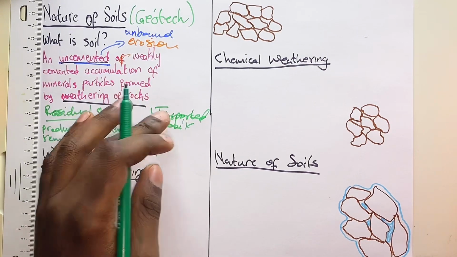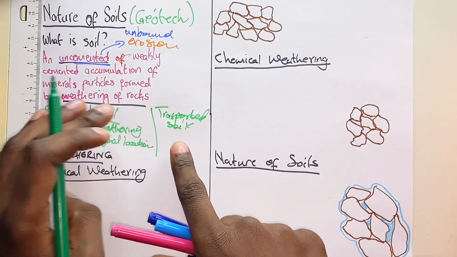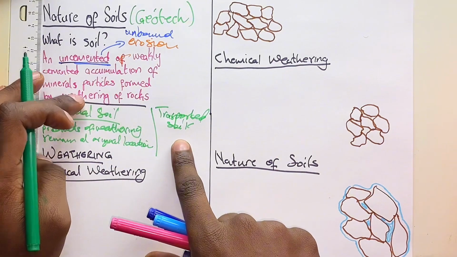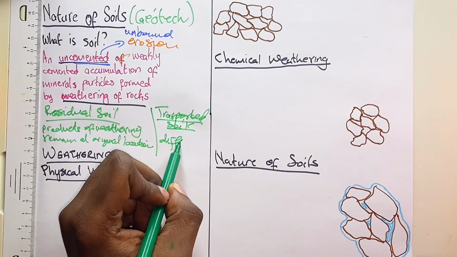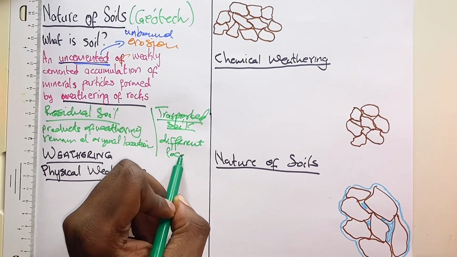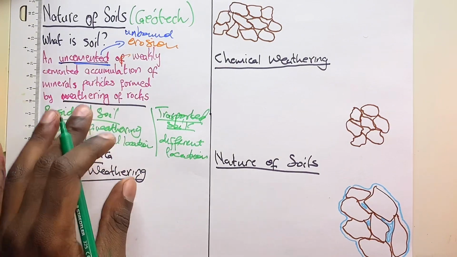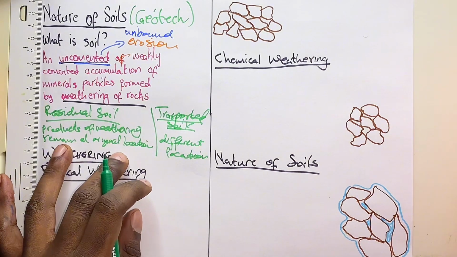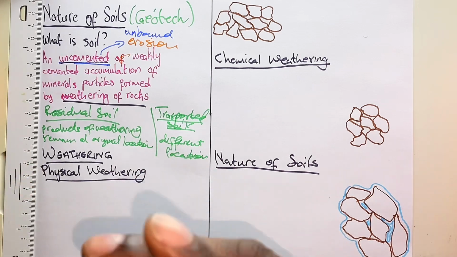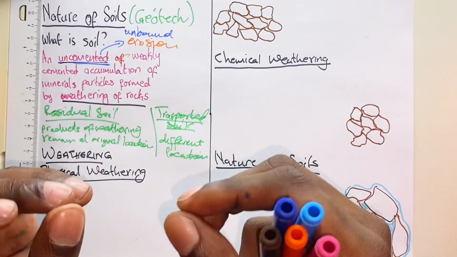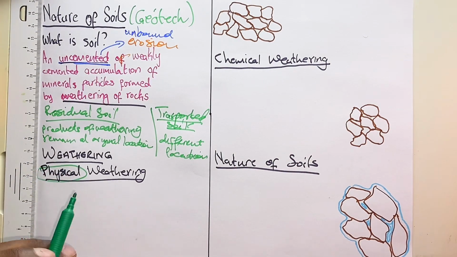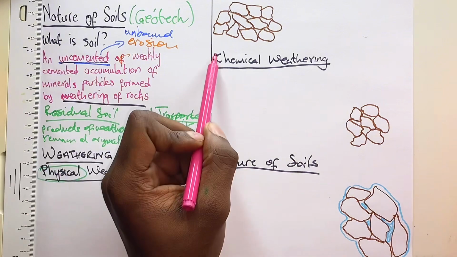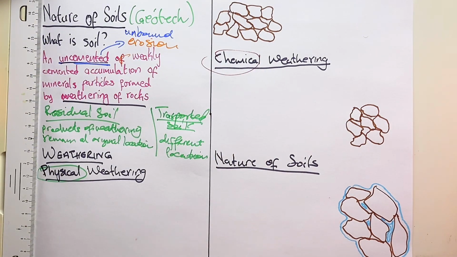Now, transported soils are when the products of the weathering process are transported and deposited at a different location. Weathering is the breakdown of rock from a parent rock into smaller and smaller fragments. There are two types: one is physical weathering and the other is chemical weathering. What do I mean by physical weathering?